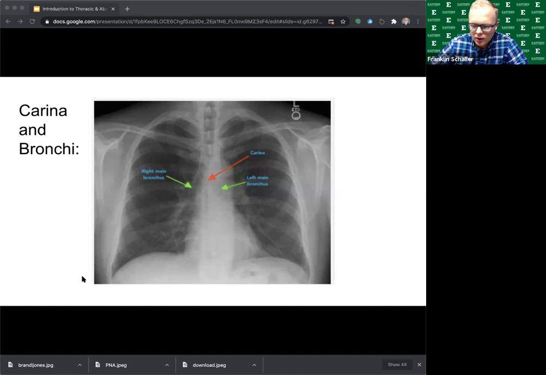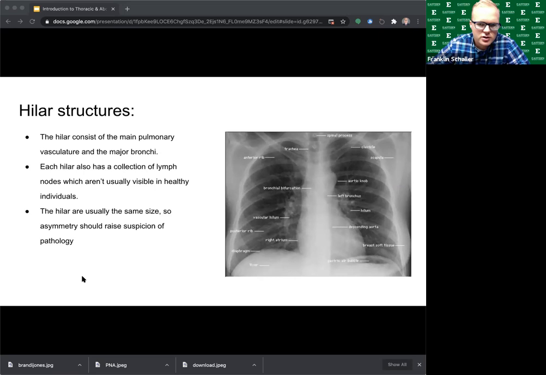More about the airway. So we have the carina and the bronchi as well. And the right main bronchus is generally wider and shorter and a little bit more vertical than the left main bronchus. As a result of this, it's more common for an inhaled foreign object to become lodged in that area. That route is a little bit more direct. Then we have our hilar structures. The hilar consist of the main pulmonary vasculature and the major bronchi as well. And I just want to outline where the hilar are on this picture for you guys.